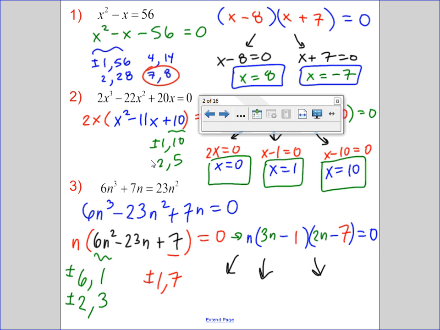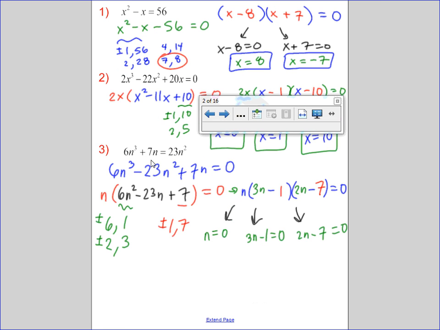And it looks like we'll get three different equations this time. We've got n equals 0, 3n minus 1 equals 0, and lastly 2n minus 7 equals 0. So we get n equals, add the 1 over, divide by 3, positive 1/3. So add the 7 over, divide by 2, positive 7/2.